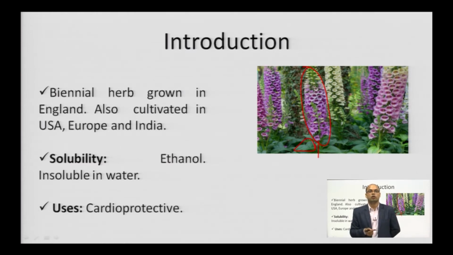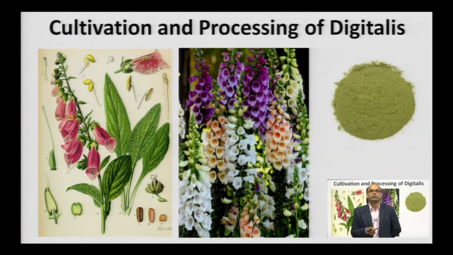Solubility: it is soluble in ethanol, but insoluble in water. Solubility matters because we are going to extract the phytoconstituent from the parent plant. As for the use, as the name suggests, cardiac glycosides act on the cardiac muscles and have cardioprotective action. Digoxin is insoluble in water.